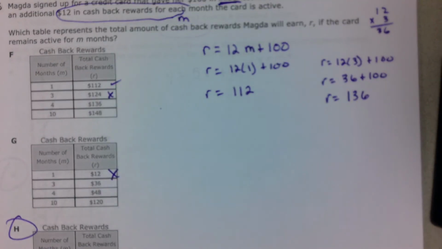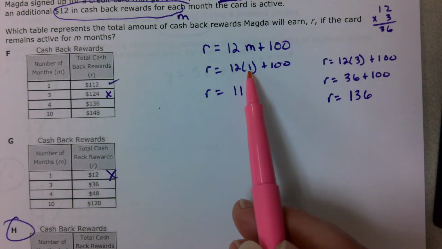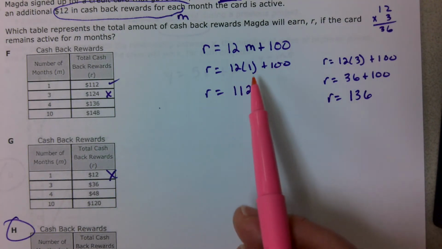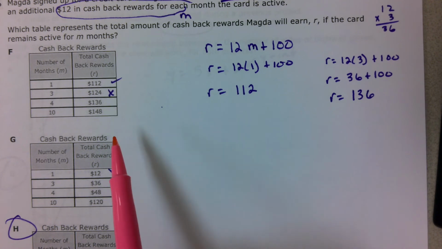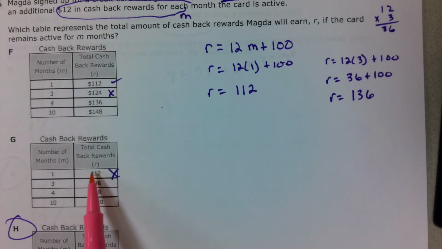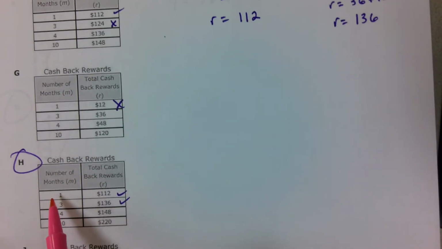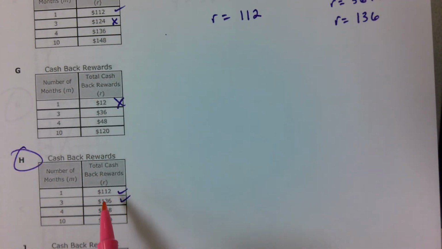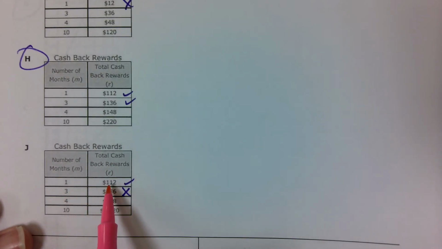So I first substituted 1. So 12 times 1 plus 100 is 112. So I'm looking for 1 and 112. That one works. One of them does not work. Another does work, and another works too.